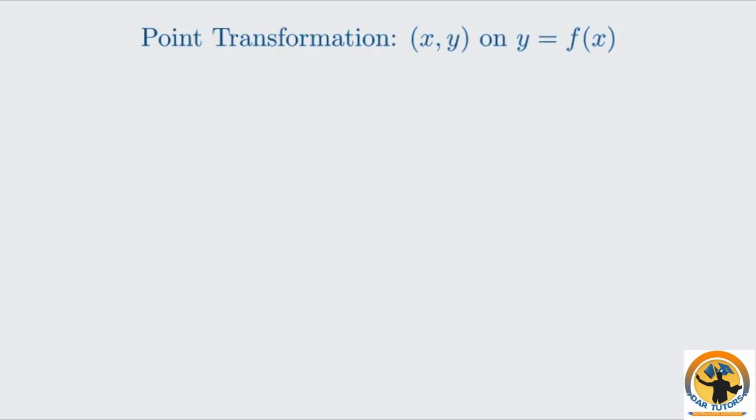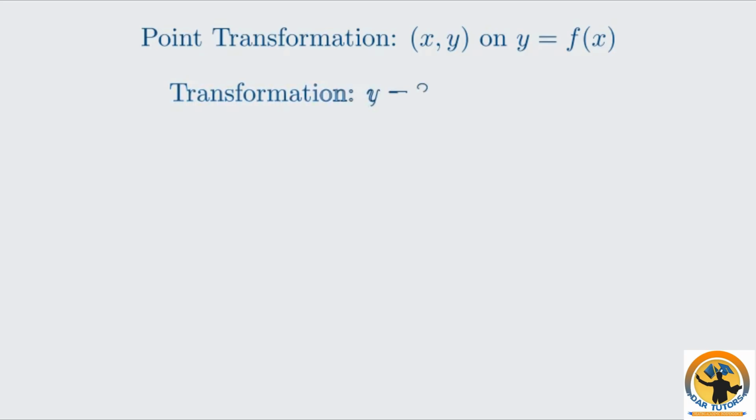Now that we've covered the basic transformations, let's see how to apply them to a specific point on a graph. Suppose we have a point x, y on the graph of y equals f of x. We want to find its new coordinates after a transformation. Let's consider a combined transformation. y equals 3 plus 2 times f of 1/2 x plus 1. This looks complicated, but we can break it down.